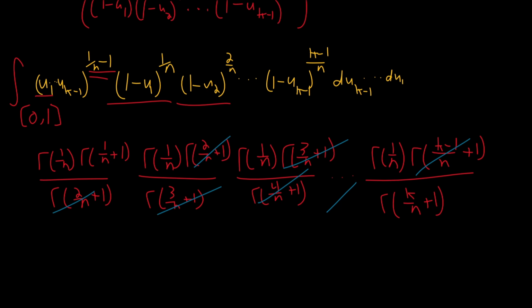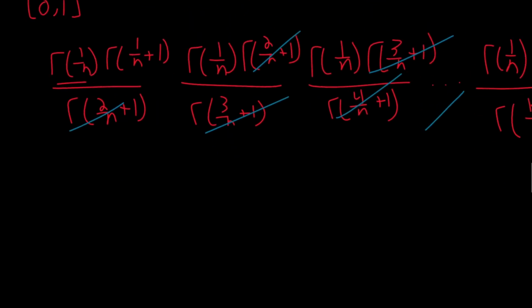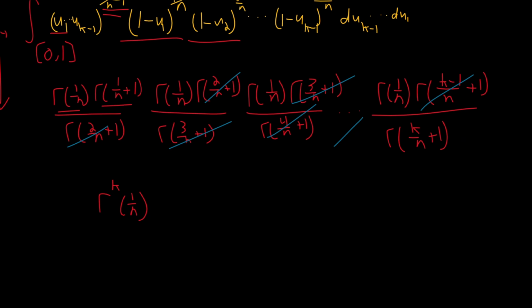Three sort of terms, because for each integral we have a gamma of 1 over n. So really what we have is a gamma to the k of 1 over n. Then we're left with 2 other terms, so 3 in total, sort of. We have a gamma of 1 over n plus 1. That part's not awful. Then the denominator, we just have a gamma of k over n plus 1.